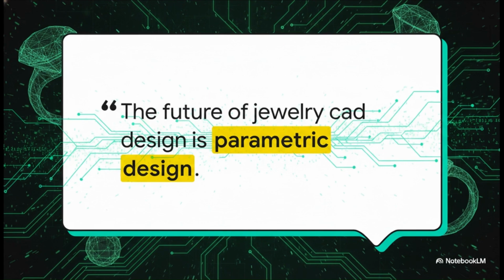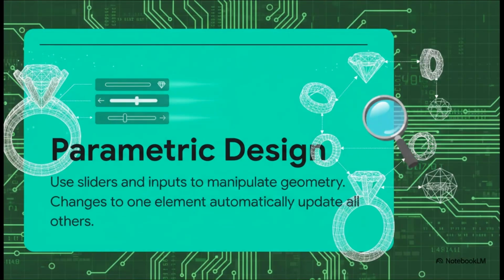we create jewelry. So what in the world is parametric design, anyway? Well, imagine this. Instead of having to manually redraw a whole ring just because your client wants a bigger stone or a different finger size, you just move a slider. And here's the magic part. All the related pieces, the prongs, the thickness of the band, the settings, they all adjust automatically. Everything is intelligently linked together. It's associative. It thinks with you.